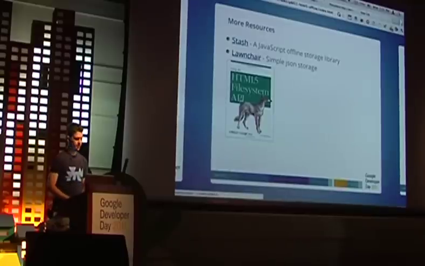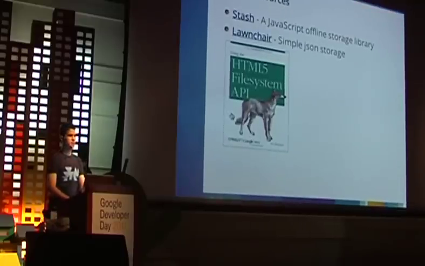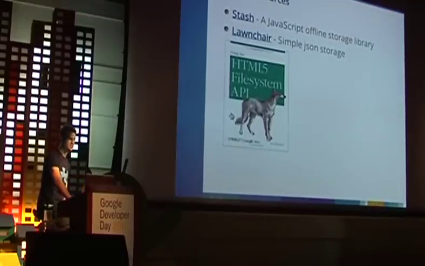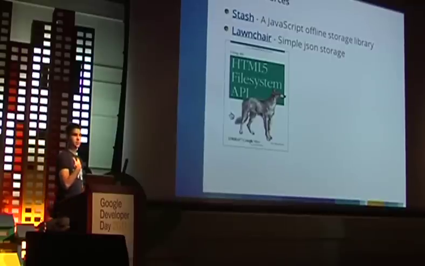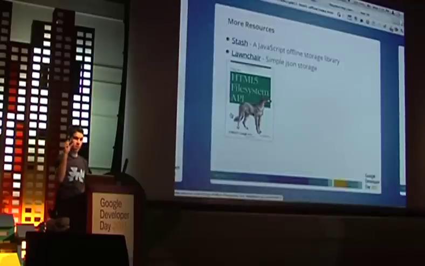Also, if you're interested in digging more into binary data in the file system API, one of my colleagues on the Chrome team just wrote this book from O'Reilly about that. Small book, but really good. And that's about it for me. So I'd love to answer any questions if I could right now.